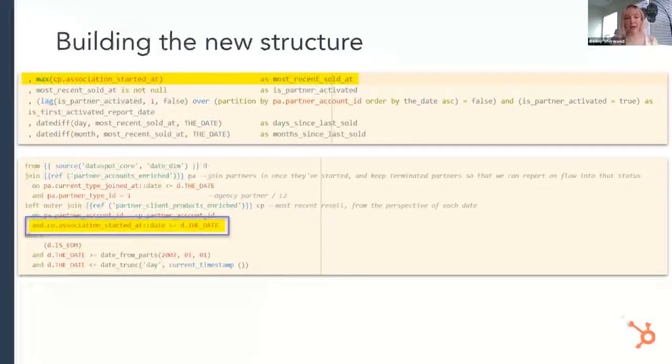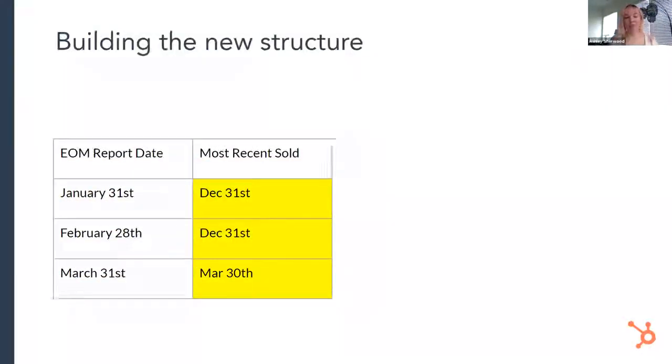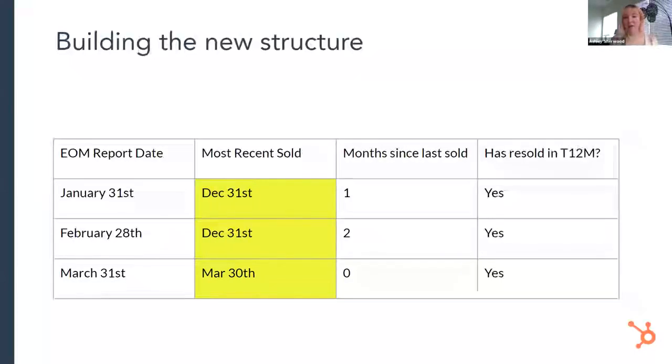The first is to say, let's go to all of our sales transactions. We have dates for those. And as of this report date, grab only the dates that are before the report date. And then we can say, of that group that we just grabbed, who's the most recent? And that's just a max aggregate. So with a simple join condition and an aggregate, we now have a table that has that most recent sold date for all of these dates in history. Once that's in a table format, it's really straightforward to calculate how many months it's been since the last sale, and then to go on and say, well, have they resold in the trailing 12 months?